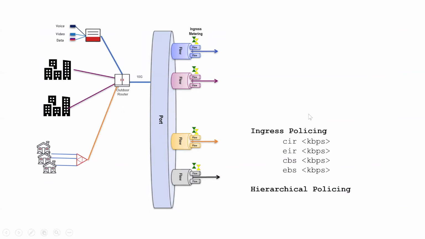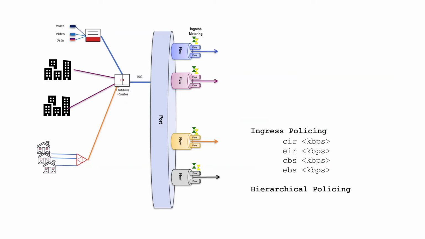So we use CIR, EIR, CBS, and EBS. CIR is the committed information rate. It's basically how much traffic we've guaranteed to the customer. And so they're probably not sending at a constant CIR rate. Occasionally they might need to burst up to send more traffic. The traffic might be a little bit choppy.